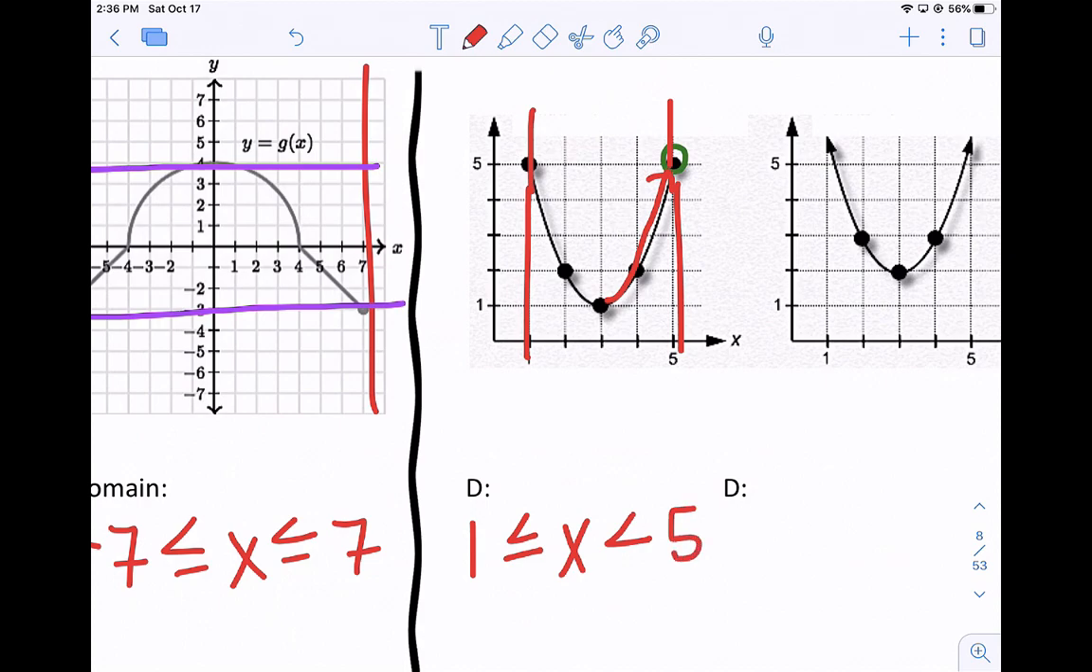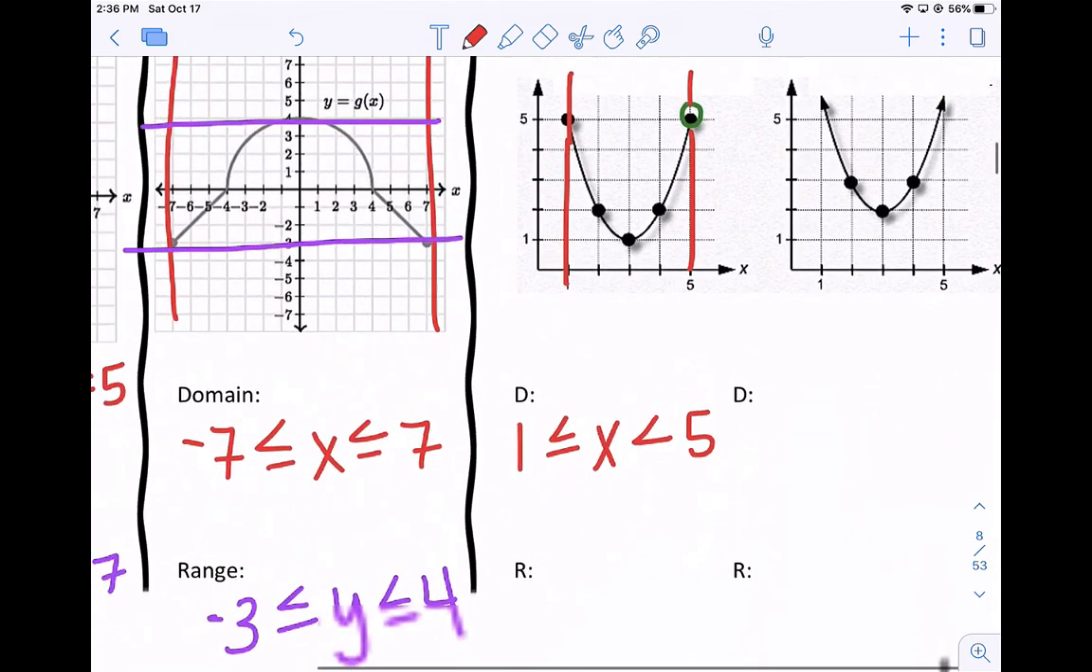So for this graph, if that green dot had been there, an open circle, we would say that our graph is less than 5, but not equal to. Let's do range for that graph.